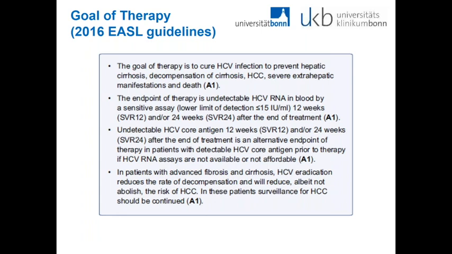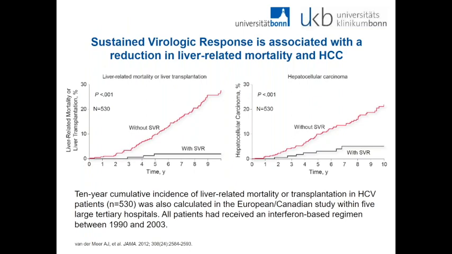Now, the goal of therapy is obviously to cure hepatitis C. So different from HIV and HPV, where we can give medication and control viral replication but we really do not achieve cure, here we can cure hepatitis C, clearly with the goal to prevent hepatic cirrhosis, so fibrosis progression, decompensation of liver disease, and the occurrence of liver cancer. And the successful cure of hepatitis C is defined as an undetectable hepatitis C RNA by a sensitive assay 12 or 24 weeks after stopping therapy. Next slide.